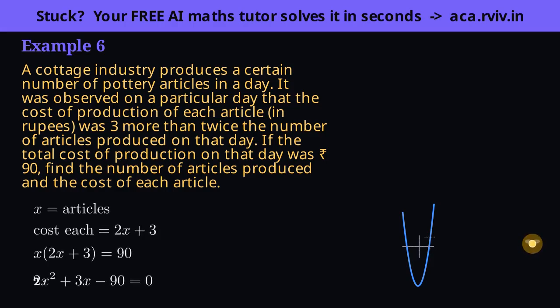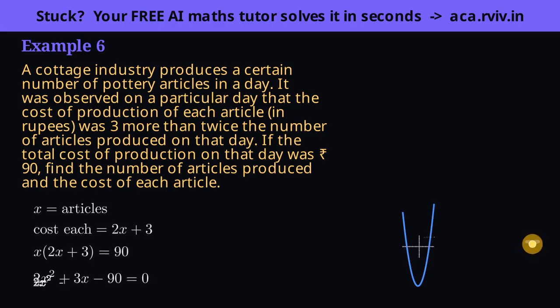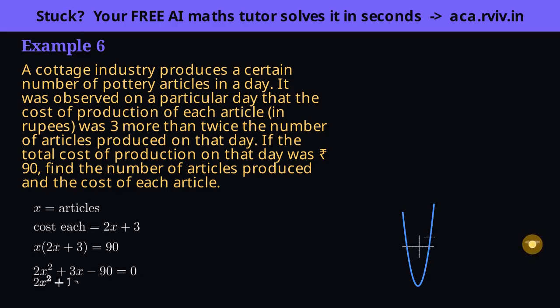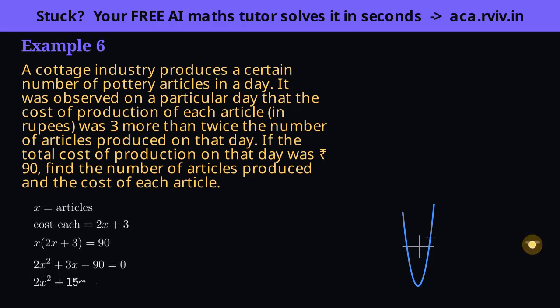Split the middle term. Since a is 2, the product to match is a times c, that's 2 times minus 90, minus 180, and the sum must be 3. The pair plus 15 and minus 12 works. They multiply to minus 180 and add to 3.